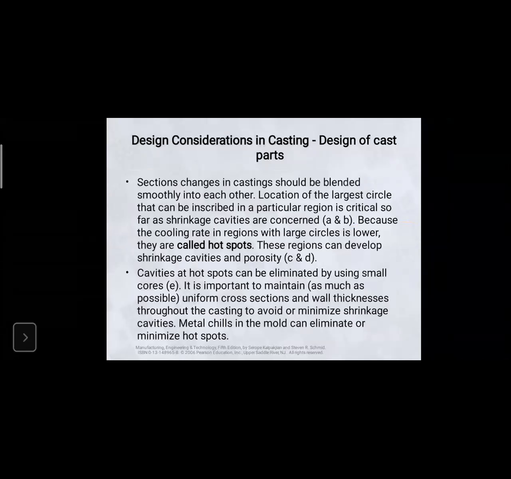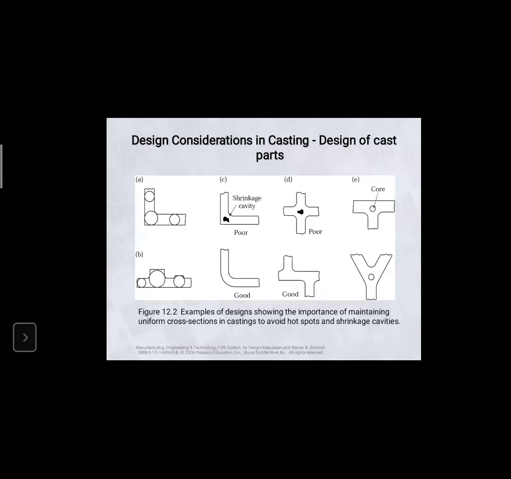So next one, design considerations in the casting, design of cast parts. Section changes in casting should be blended smoothly into each other. The location of the largest circle that can be inscribed in a particular region is critical as far as shrinkage cavities are concerned. Because the cooling rate in regions with large circles is lower, they are called hotspots. These regions can develop shrinkage cavities and porosity. So it is explaining all of this.